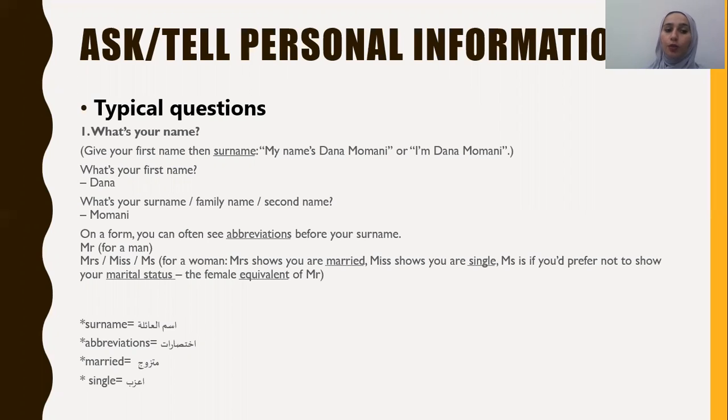For example, what's your name? My name is Dana Momani. What's your first name? My first name is Dana. What's your surname? My surname or family name is Momani. On forms, you can see abbreviations in front of your surname or before your surname. These abbreviations indicate a person's marital status.